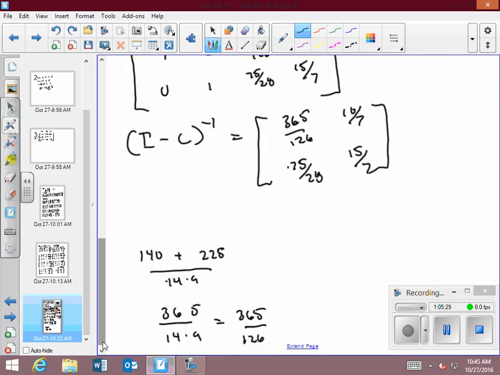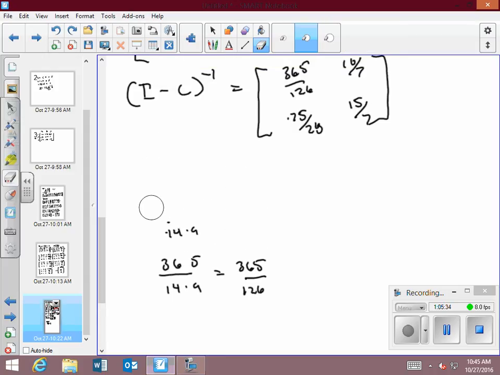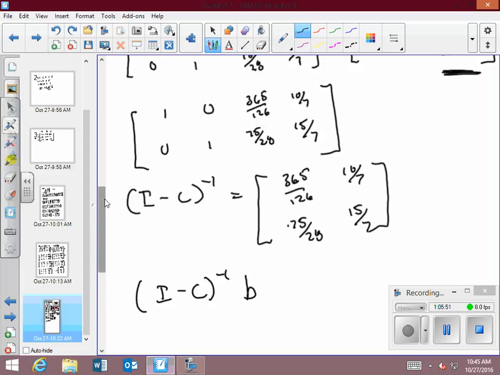Now what we have to do, but I know we're out of time. But you see, we have to multiply I minus C inverse times B. So we're going to have to put this matrix B out here and then do the multiplication. Tedious. It's a whole lot easier to augment the matrix, you know, and do it. Okay.